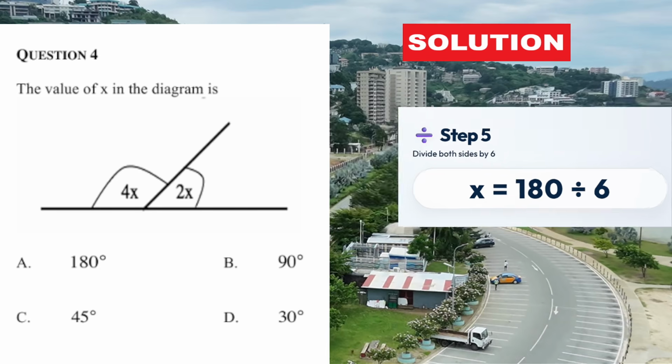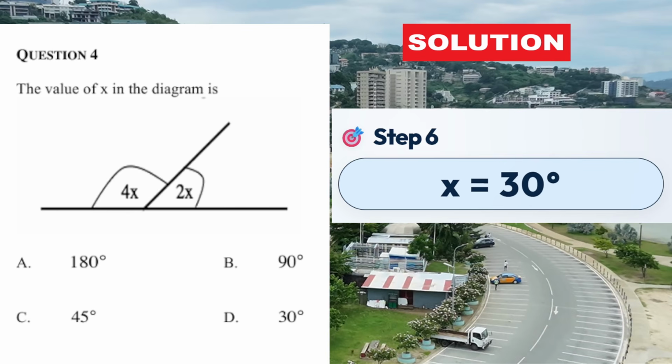Step 6. And 180 divided by 6 is 30. So x equals 30 degrees. That's our answer. But we're not done yet, we should always check.